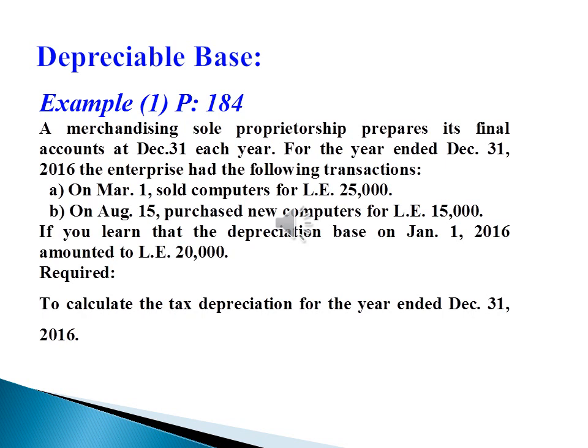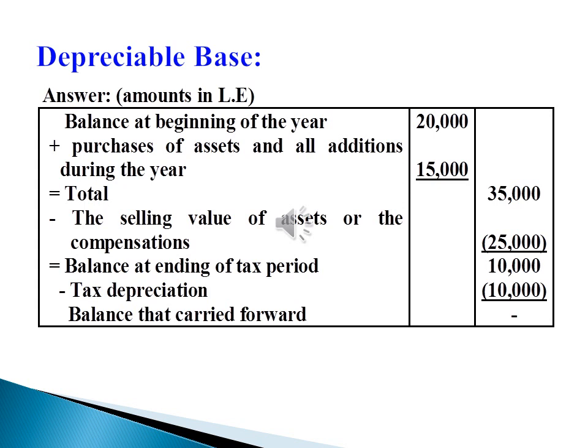If you learn that the depreciable pool balance on January 1st, 2016, the beginning balance, amounted to 20,000 livres Egyptian, required: calculate the tax depreciation for the year ended December 31, 2016. Answer. Amounts in livres Egyptian. Balance at beginning of the year, given, 20,000, plus purchases of assets and all additions during the year, 15,000, total 35,000, minus the selling value of assets or the compensations, negative 25,000.